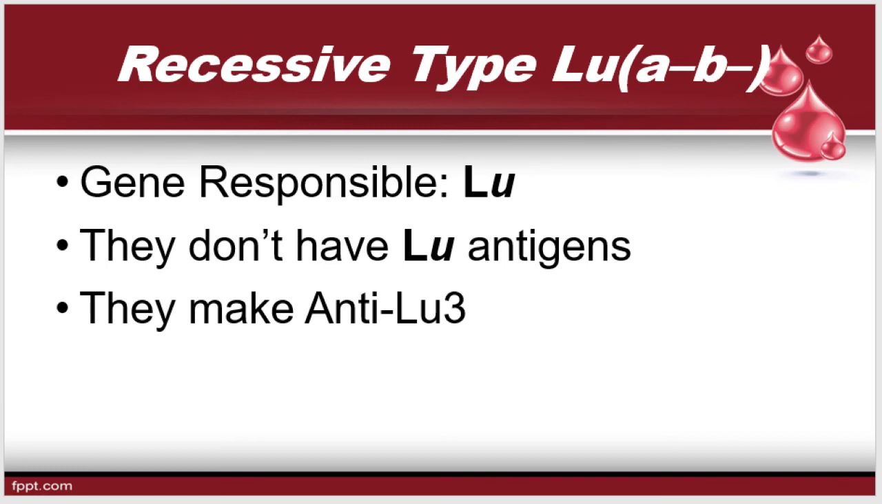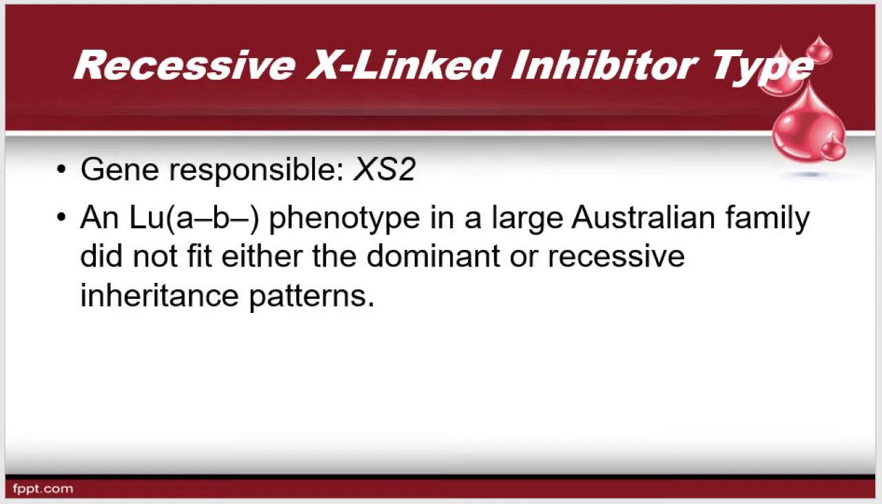Either they have the null phenotype and can make inseparable anti-LUAB, or cold anti-LU3. So, in other terms, they make anti-LU3. They also have a normal antigen expression of P1 and the other antigens that are weak with the dominant type.